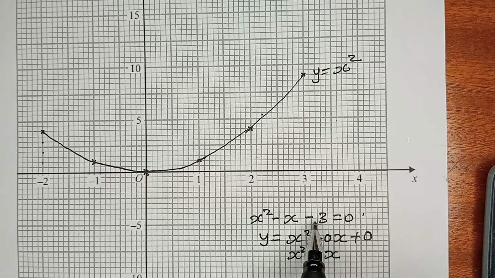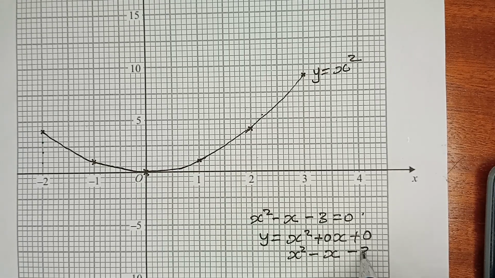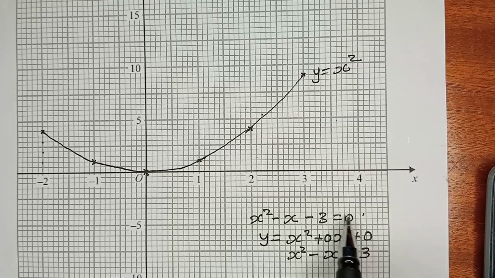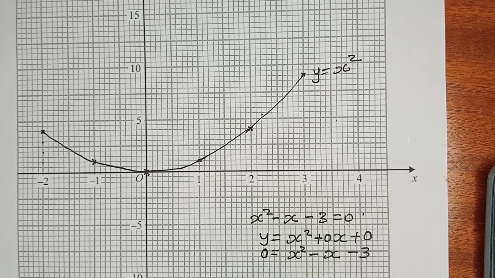And then this constant and this constant are in the same column. So we have a minus 3 there. What about the solution? 0. y is equals to, so 0 is equals to.